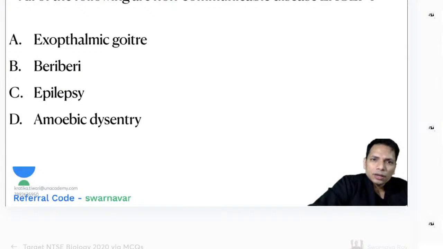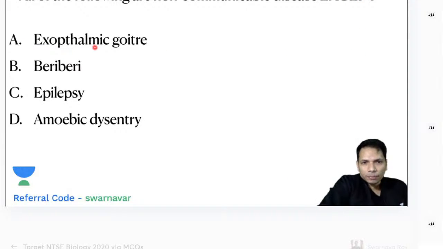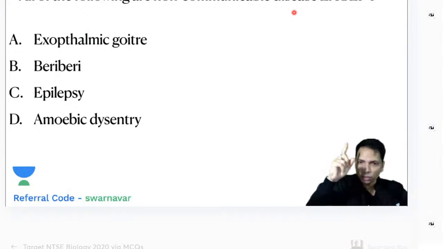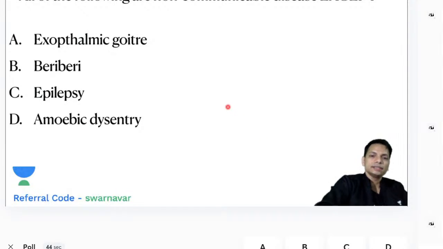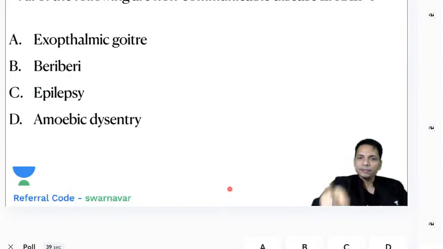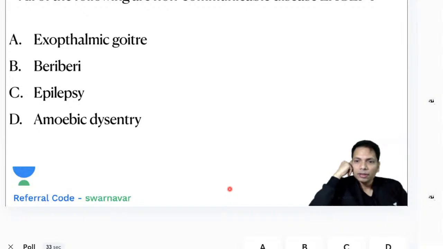All of the following are non-communicable diseases except: exophthalmic goiter, beriberi, epilepsy, amoebic dysentery. Everything here is a non-communicable disease except one. Which one is not a non-communicable disease, that means it's a communicable disease? Only one of these four is a communicable disease. What is a communicable disease? Urvashi is right.